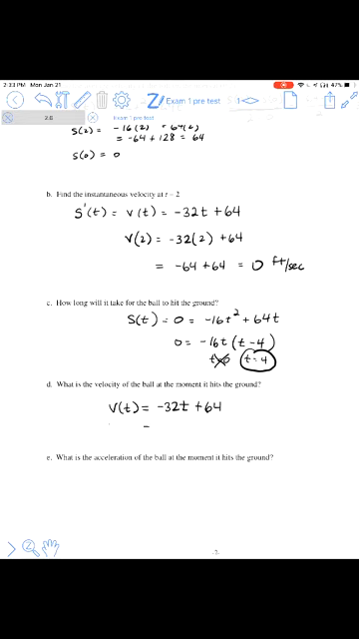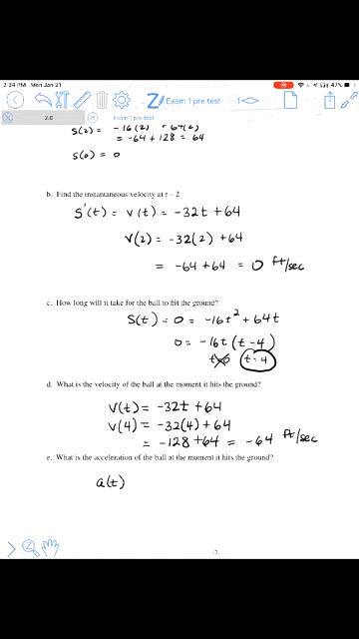So the velocity at 4 seconds, because it took 4 seconds for the ball to hit the ground: 32 times 4 is 128, so that's negative 128 plus 64. So the velocity of the ball is negative 64 feet per second. It's negative because the ball is traveling towards the ground.